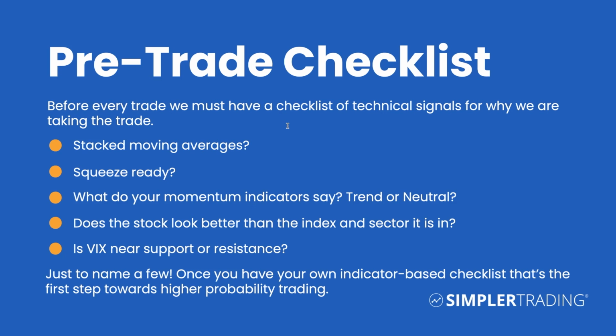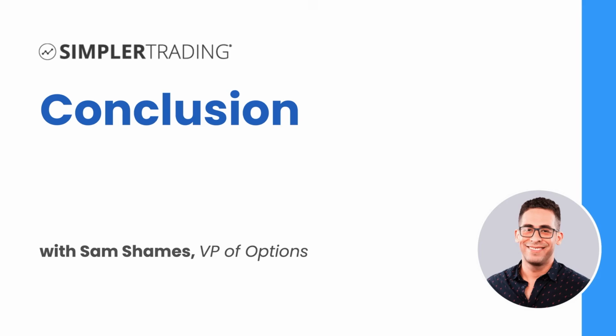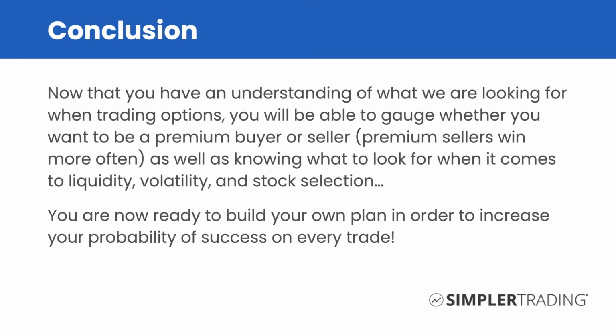Once you have your own indicator-based checklist, that's the first step towards higher probability trading. So in conclusion, now that you have an understanding of what we are looking for when trading options, you will be able to gauge whether you want to be a premium buyer or a premium seller. Keep in mind that premium sellers will tend to win more often, as well as knowing what to look for when it comes to liquidity, volatility, and stock selection. You are now ready to build your own plan in order to increase your probability of success on every trade.